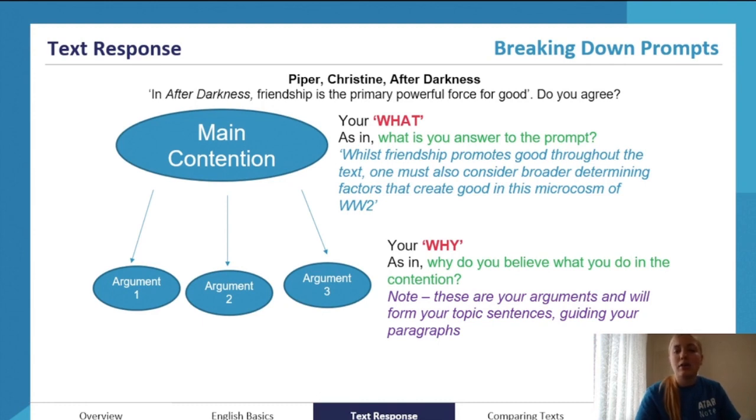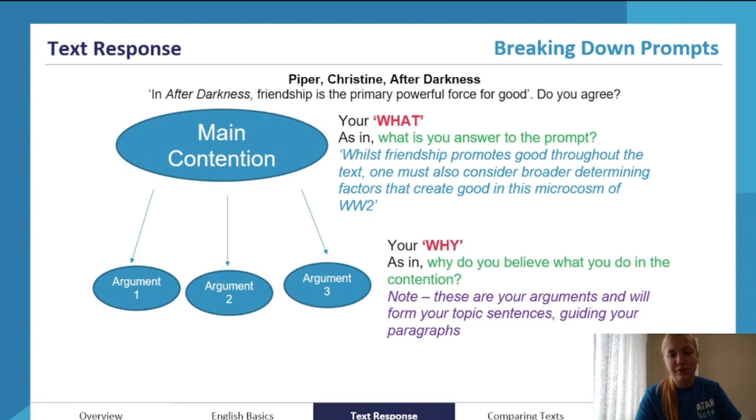So this is our contention. This is our overall answer. And I'll break it down in really nice, easy, simple terms for you. It should touch on the key words in the prompt, such as friendship and good, and you would want to use synonyms potentially as well. And it should have your main opinion and mention your counter argument as well. So it's double sided, and this is what a contention should look like.